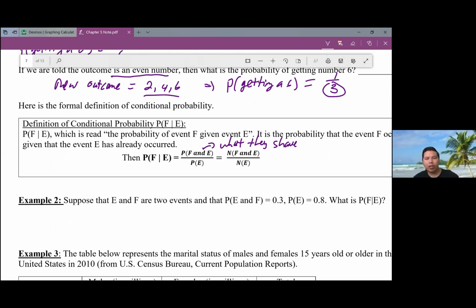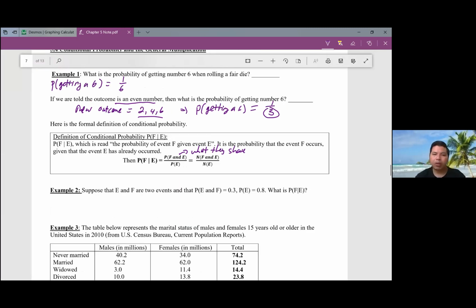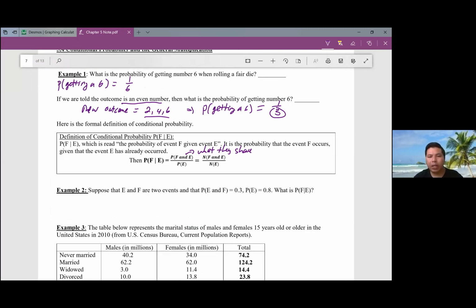Okay, so let's take a look at the next example. Suppose F and E are 2 events, and P of E and F is 0.3, and P of E is 0.8. So what is P of F given E? All right, so we start off with the formula. P of F given E will equal P of F and E divided by P of E.